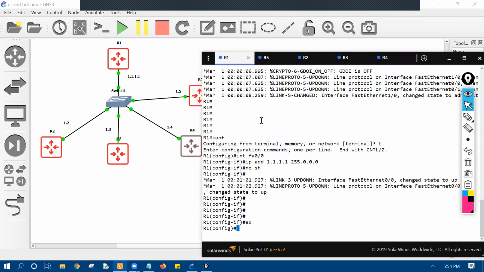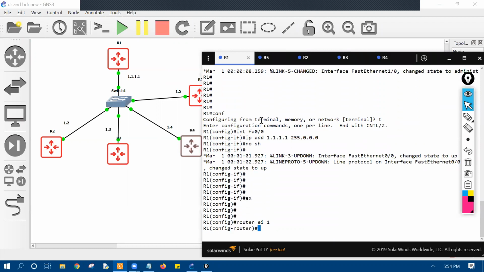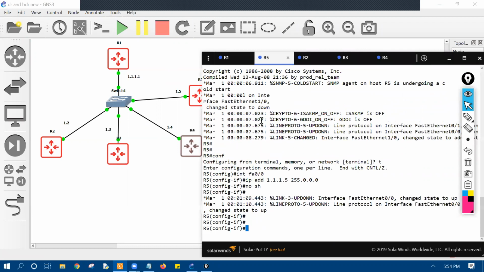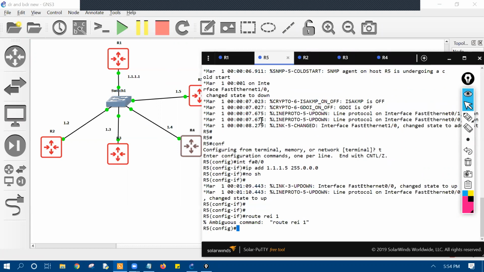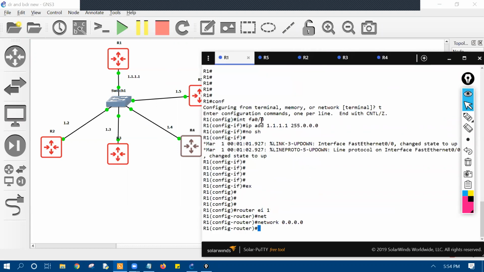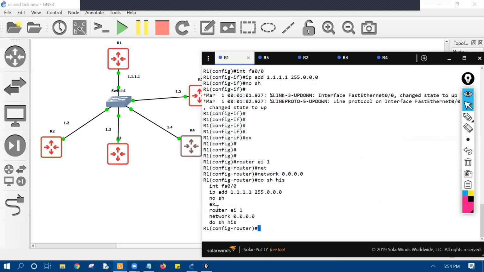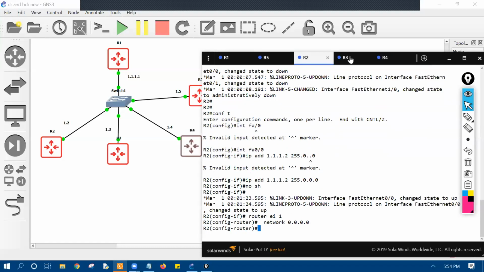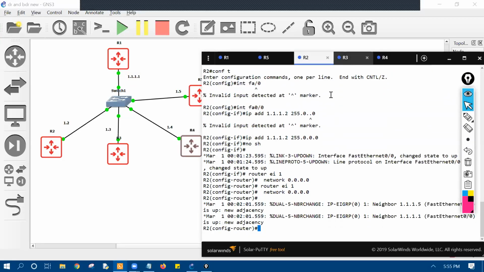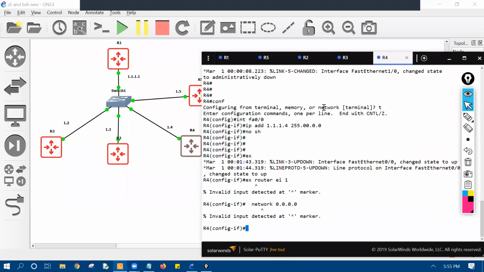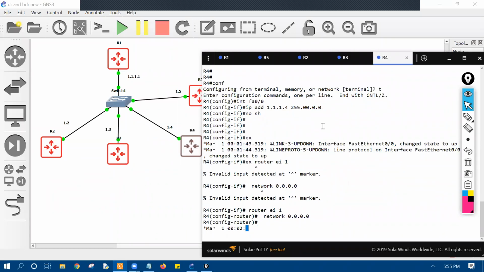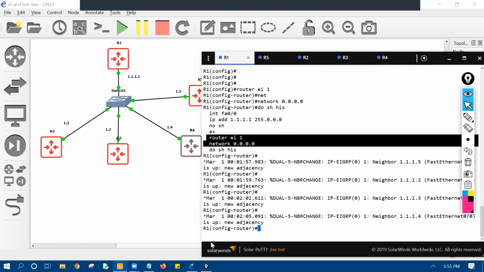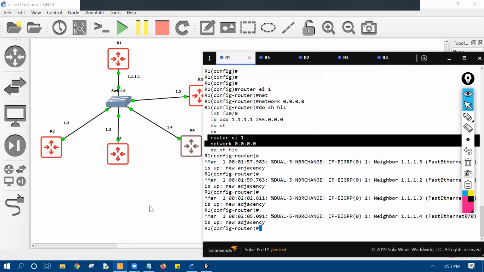Let's configure EIGRP right now. Router EIGRP 1, network 0.0.0.0. Copy the command from here. Done. So if you see right now, R1, what happens if I run EIGRP?